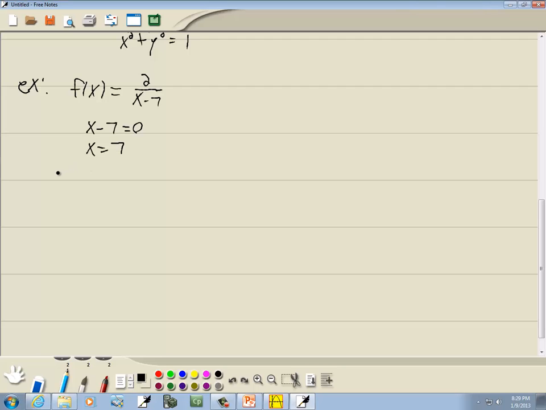Now, this right here, domain-wise, this value we found is what causes a 0 in the denominator. So our domain would be everything except for this value. We could write it this way: x cannot equal 7, or in interval notation, negative infinity to 7, parentheses on these, and 7 to positive infinity, like that.